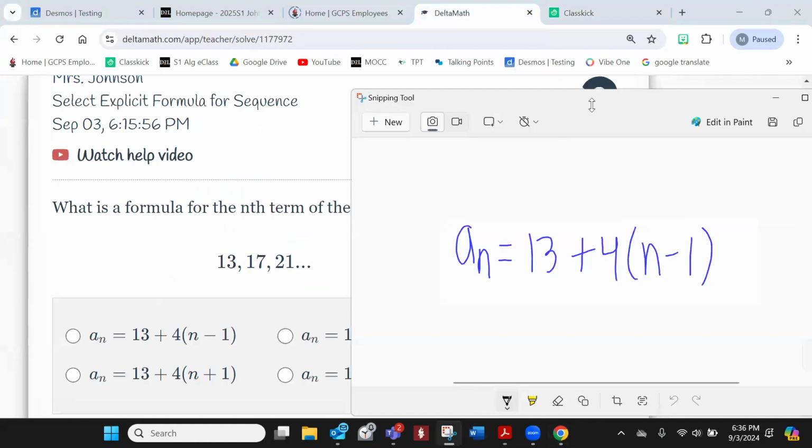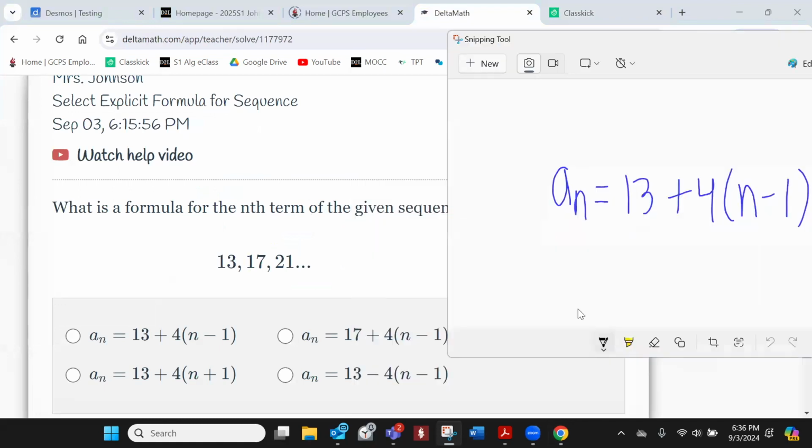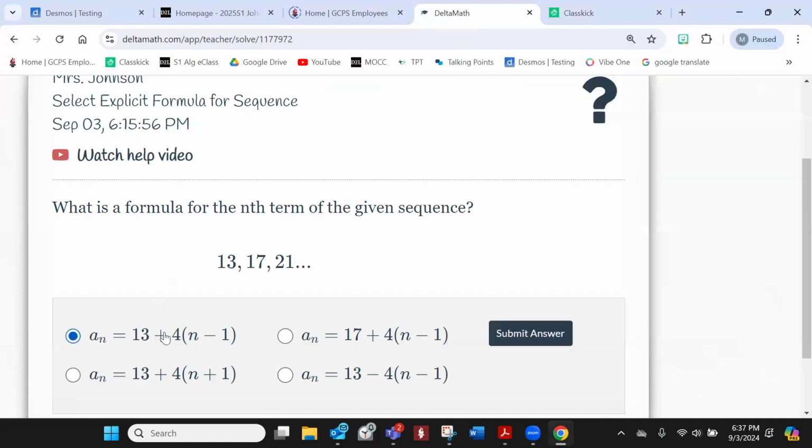Okay, so the answer choices. First of all, if I say this is A, B, C, D, we know it's not B, because the first term is 13, not 17. If you look on the inside of this, the formula says n minus 1, so it's also not C. It's not B or C. Okay, and then we look at these two. The formula says to add, so the answer has to be A. All right, so let's check it.